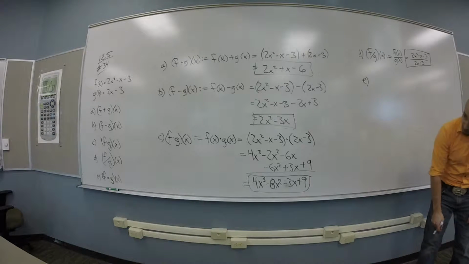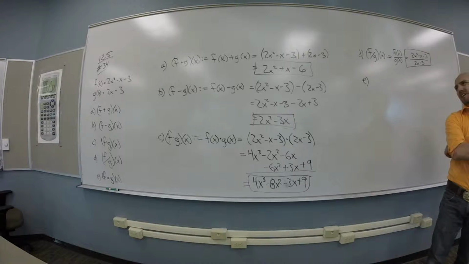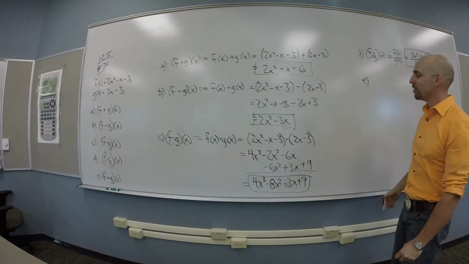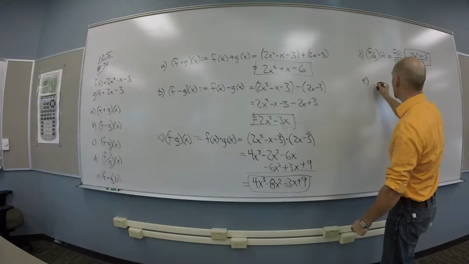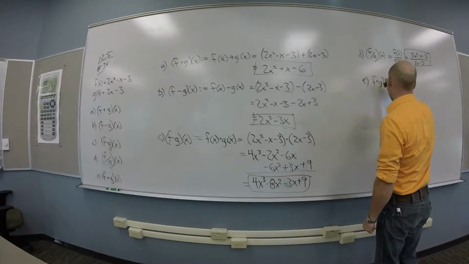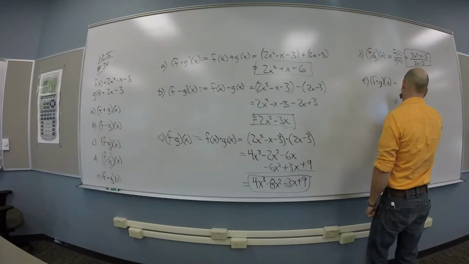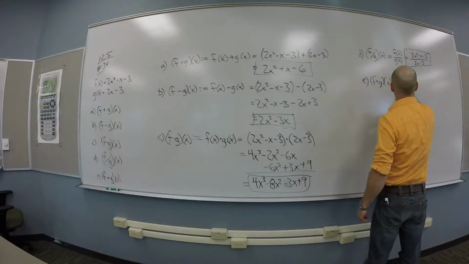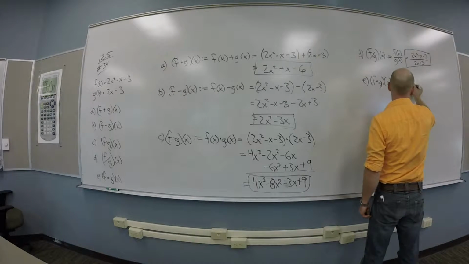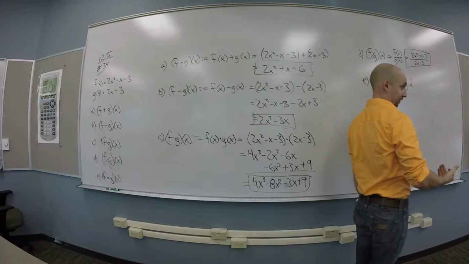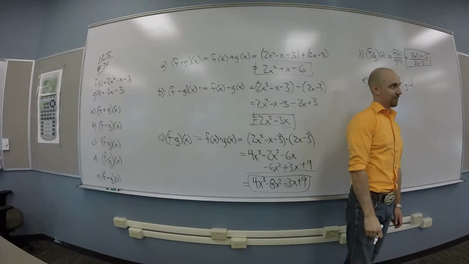All right, how about E? What's F composed with G? How do I calculate that? You put G where X is in F. Nice, awesome. So we think to ourselves, all right, F composed with G of X means that I should do G first to X and then do F afterwards, right? You guys see that?